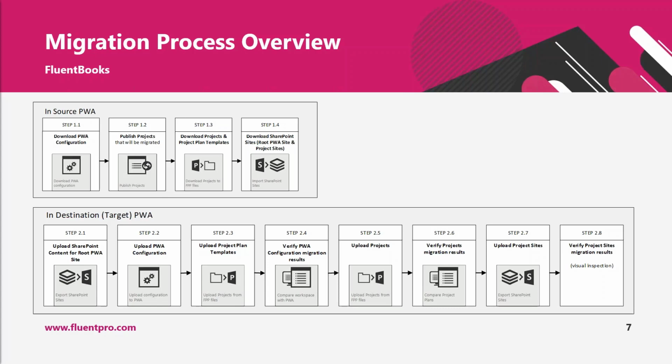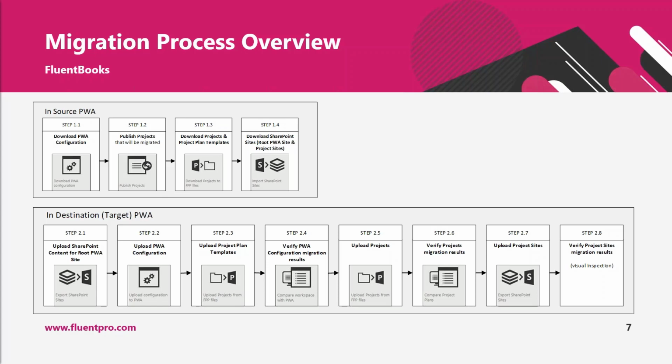And the third part of data is SharePoint sites. This includes your root PWA site data, such as lists and libraries, and project sites. During the download process, data will be downloaded into local files on the machine where FluentBooks is installed. FluentBooks will create specific packages: workspaces for configuration and SharePoint content, and FPP packages for project plans.